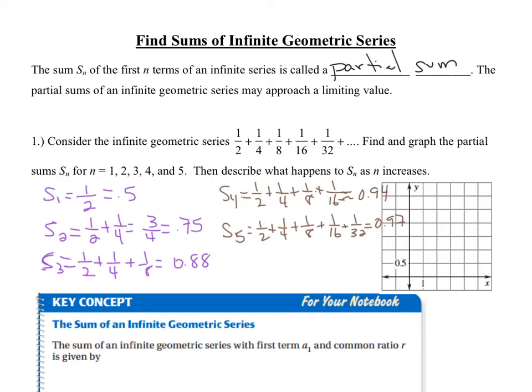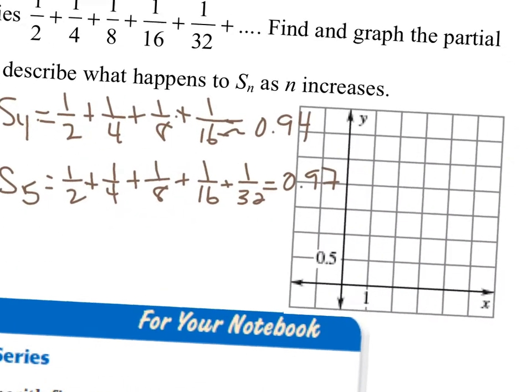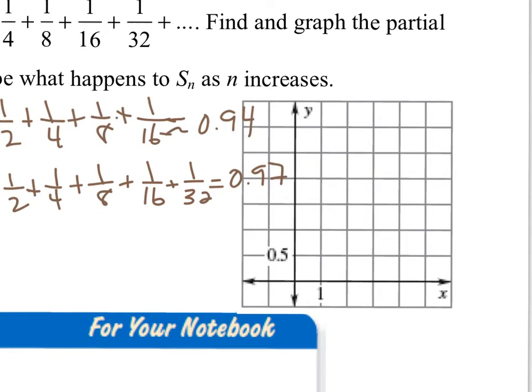So I'm going to plot those points. Let me zoom in a little bit. On our x-axis, that's technically your n value, so what term we're at, and then we have our S sub n value. So our first term is 1/2. Plotting that, we have 1, 1/2, and then our second term was 0.75, and then 0.88.